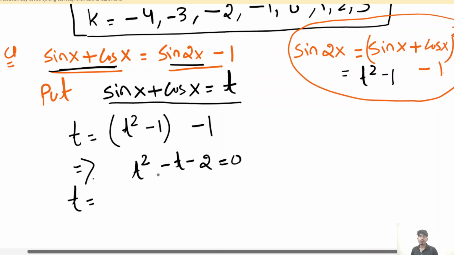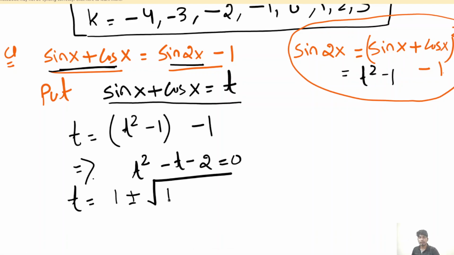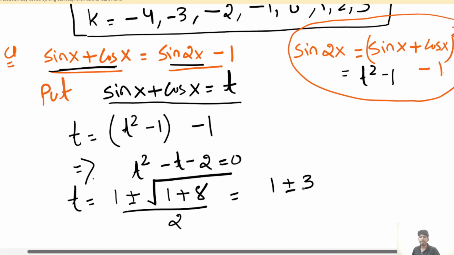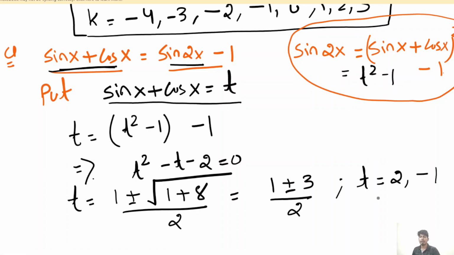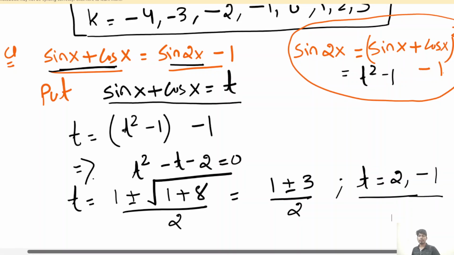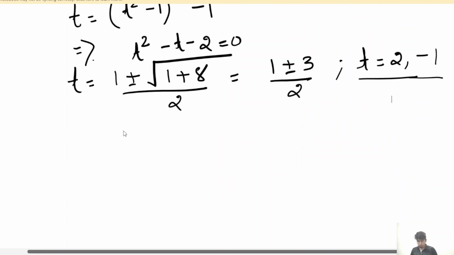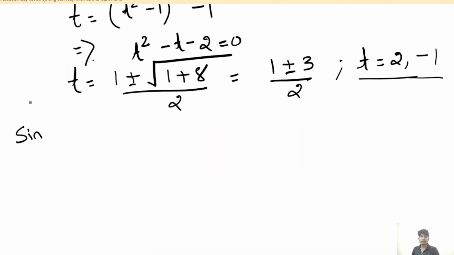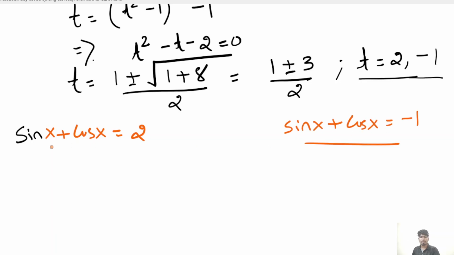Then t becomes minus b plus or minus the square root of b square minus 4ac, upon 2a. This becomes 1 plus or minus 3 upon 2. If we take plus, then 2, and if we take minus, then minus 1. These are the two values: t is equal to 2 and t is equal to minus 1. Since t is sin x plus cos x, it can be 2 or it can be minus 1. Then solve these equations.